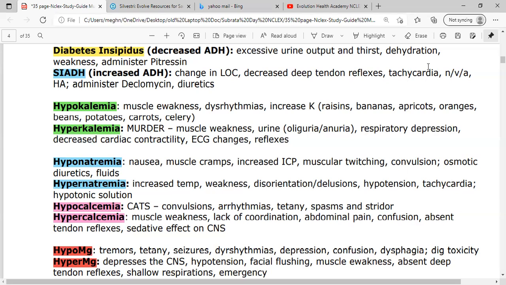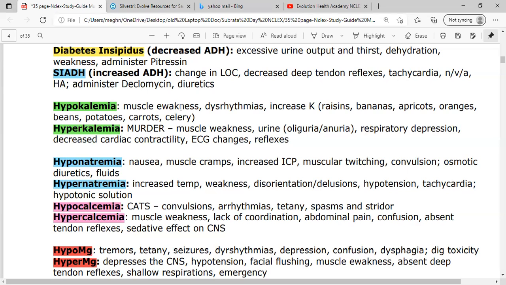In case of SIADH, we see a change in the level of consciousness, decreased deep tendon reflexes, and the patient develops tachycardia or palpitation. Nausea, vomiting, and anorexia are more common, and we administer Declomycin or diuresis.